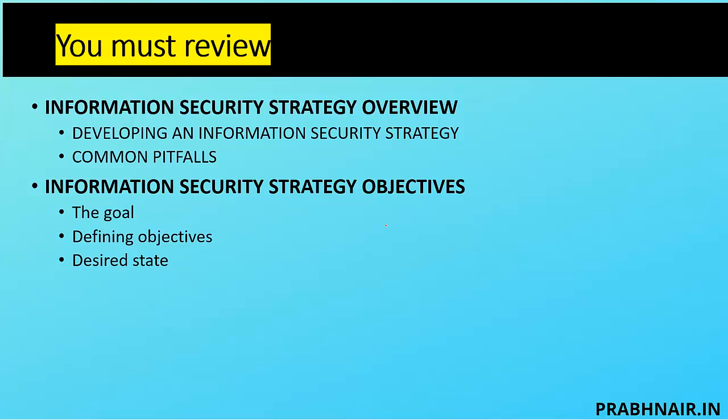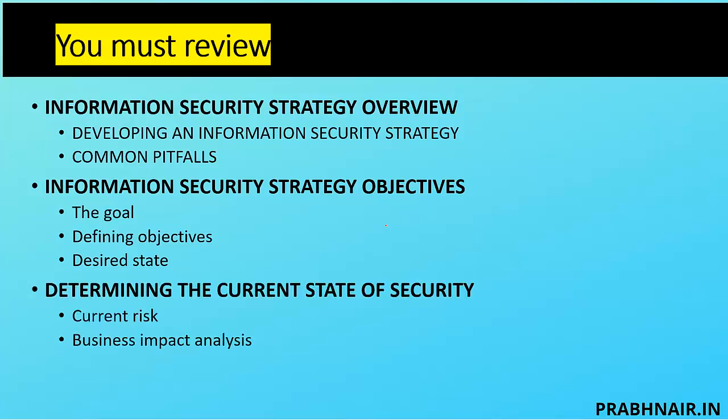So between the current state and desired state, we perform a gap assessment, and based on that we create a strategy. When we're building a strategy, we also need to determine the current state of security. So we need to define the current risk and the BIA. BIA is all about identifying the priority of the processes, what needs to be recovered and how quickly we can recover. BIA also gives me visibility about the criticality of the resources. How critical is that?